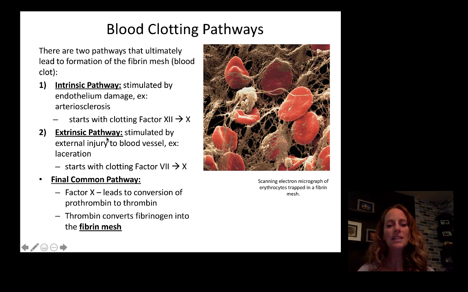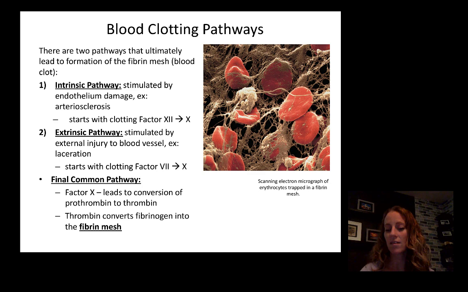And then the extrinsic pathway is stimulated by external injury to the blood vessel, for example, some kind of cut or laceration. This starts with clotting factor 7 and goes to 10. The final common pathway is factor 10, and factor 10 leads to the conversion of thrombin from prothrombin. Thrombin then converts fibrinogen into the fibrin mesh. So ultimately, this is what leads to the formation of the fibrin mesh.